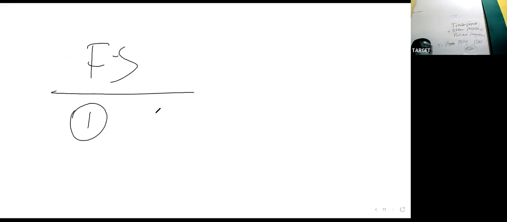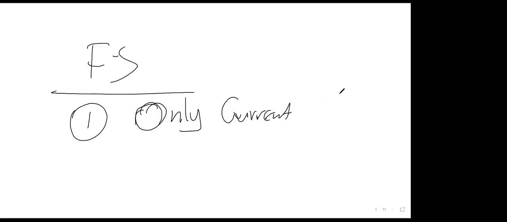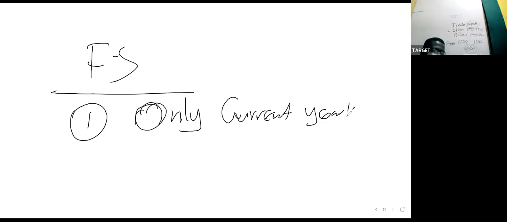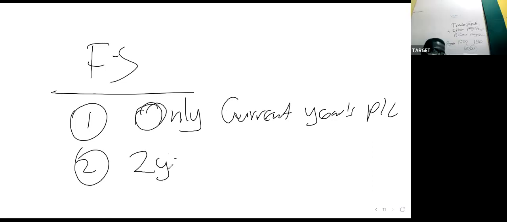One, we need only the current year's P&L. Only current year's P&L. Number 2, we need 2 years financial positions. 2 years financial position, that's all. So please, for every cash flow statement, that is what you need.